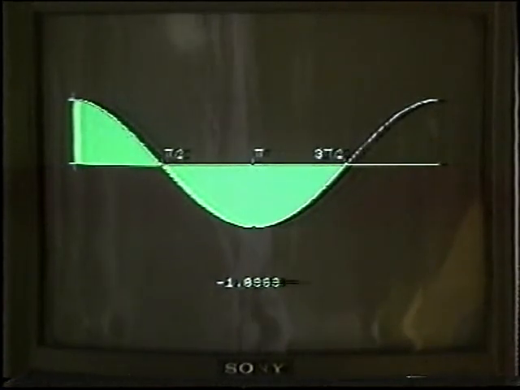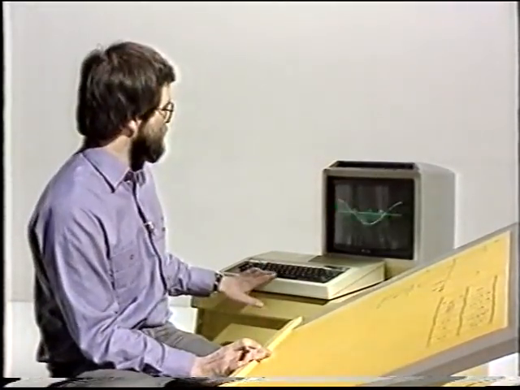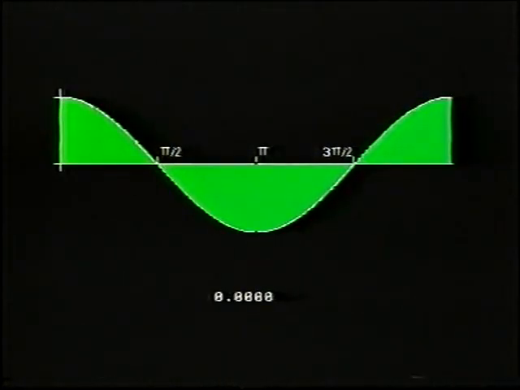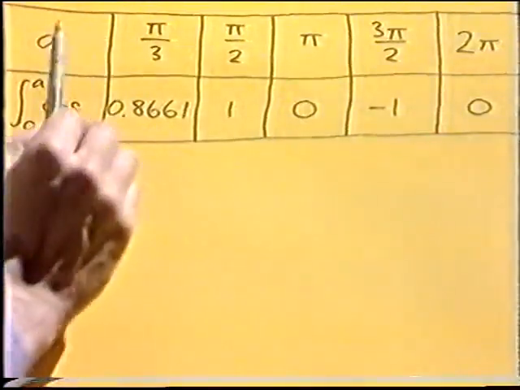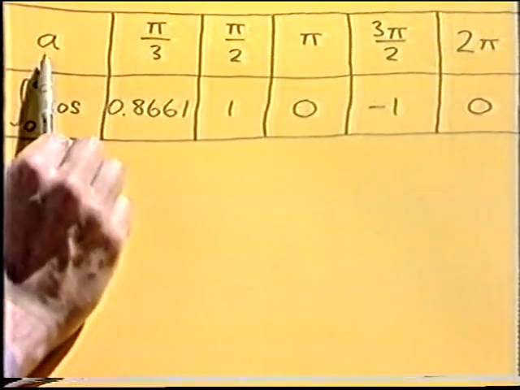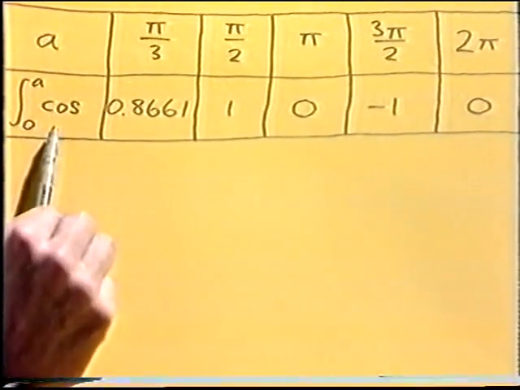And the micro agrees. So now you can probably predict what the integral from 0 to 2 pi will be. As you'd expect, it's 0 again, because the positive contributions cancel out the negative one. I've recorded all these results in a table, so let's take a closer look at it. Here we've got some values of a, with corresponding values for the integral of cos from 0 to a.